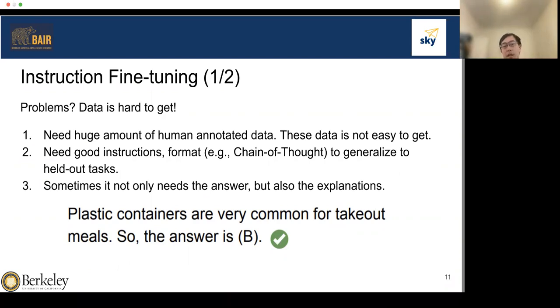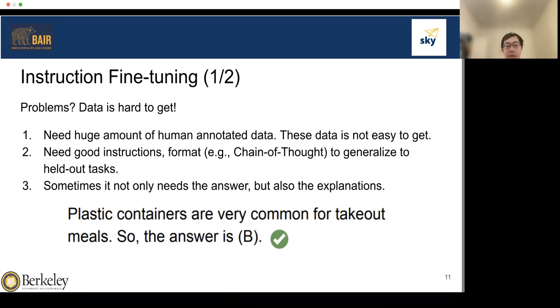And the second one is that this is unlike previous vision data collection. For vision, you only need to look at the picture, for example for a classification task, and then ask a human what's inside the picture. Is this a cat or a dog or something? This is relatively easy to get labels for. But here, in order to collect this data set, you need to have good instructions.